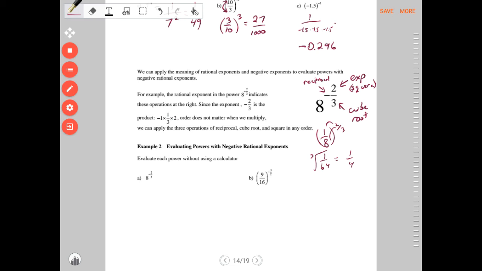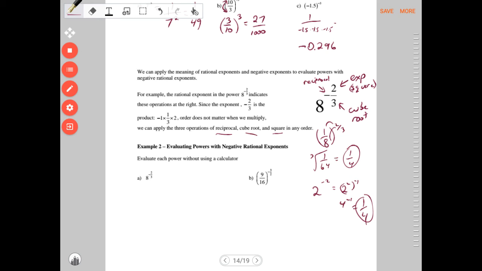and order does not matter when we multiply, so we can apply these 3 operations, the reciprocal, cube root, and square, in any order. In that one I did the reciprocal first, then the square, then the cube root. What if I did the cube root first? The cube root of 8 is 2, so that's 2 to the negative 2. Then 2 squared is 4, so 4 to the negative 1, which is just 1/4. So I totally messed up the order, and I still got 1/4. That just works that way.